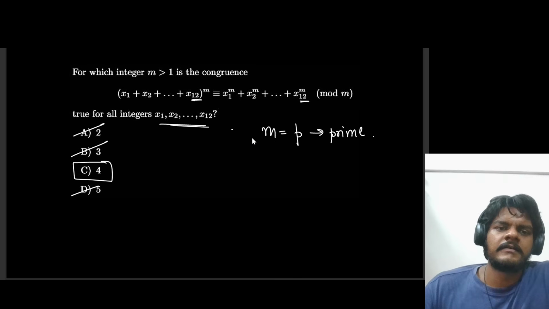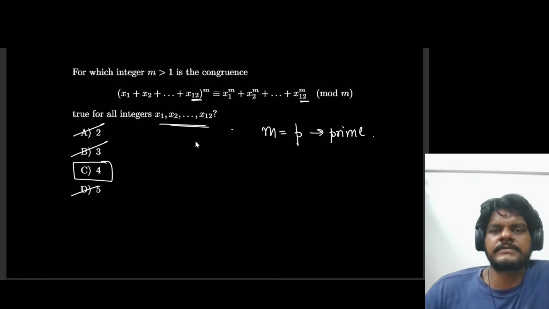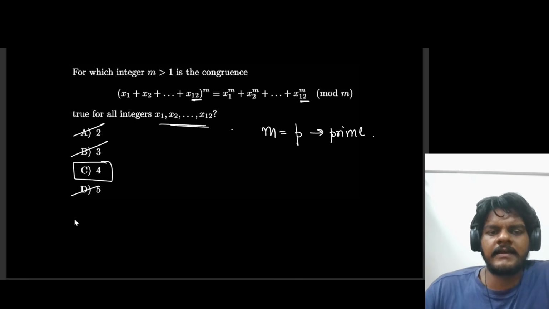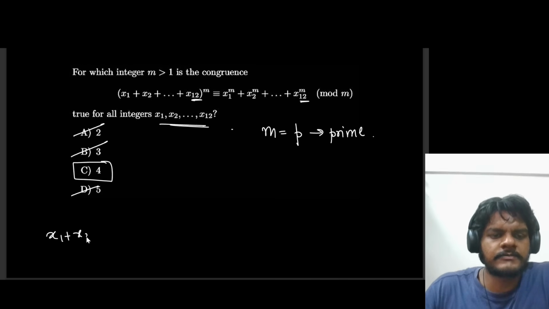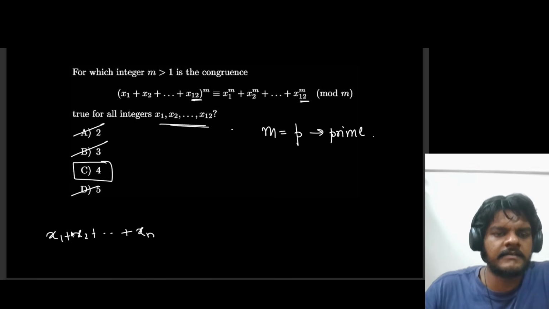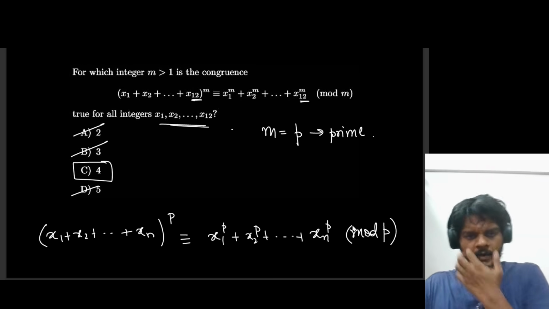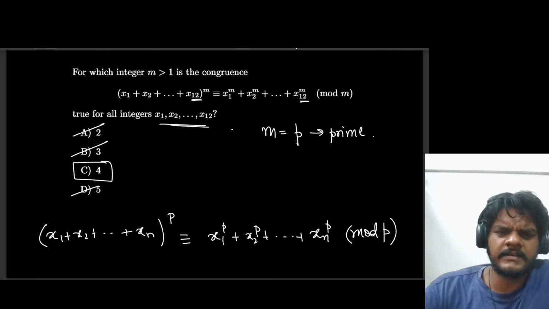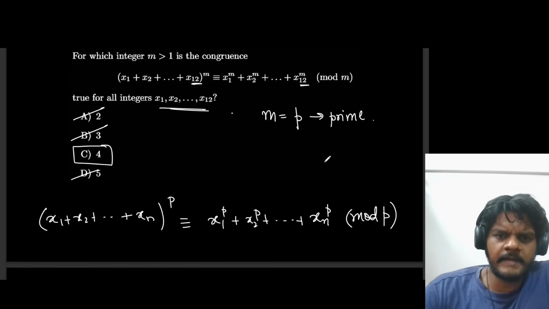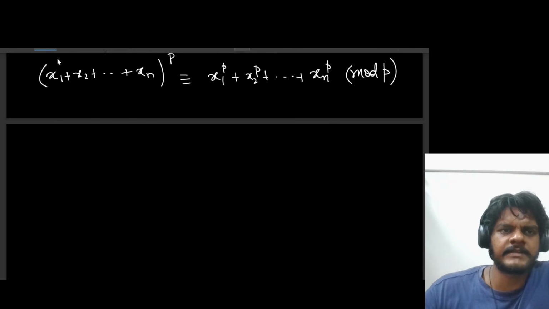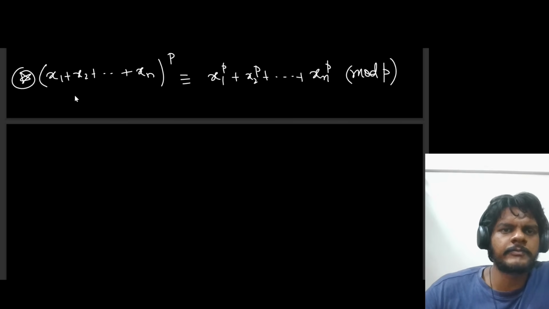So I would say (x1 + x2 + ... + xn)^p is always congruent to x1^p + x2^p + ... + xn^p mod p. Okay, so this is a very interesting thing. Why does this happen? What is the proof of this? This is a basic statement. This is the actual statement. So how do you prove this? How to prove?